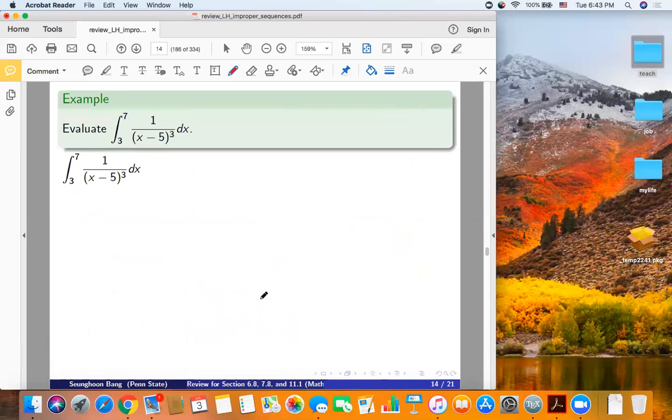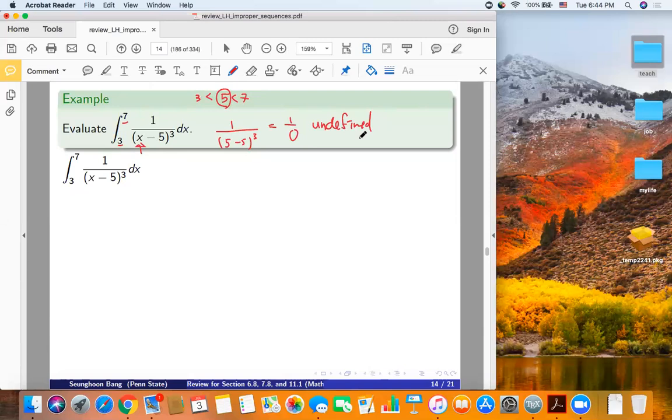So what do you think? How can you solve the second one? In this case, what's the domain? 3 to 7. The domain is 3 to 7. I want to choose the number 5. 5 is between 3 and 7. So you plug 5 into the function, exactly 1 over (5 minus 5) cubed. This is 1 over 0. What does it mean? Undefined.